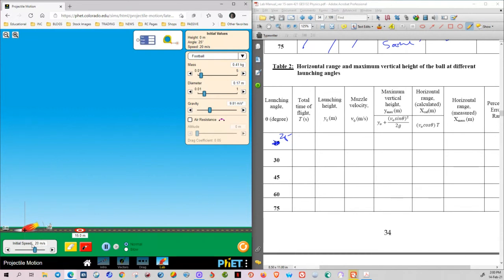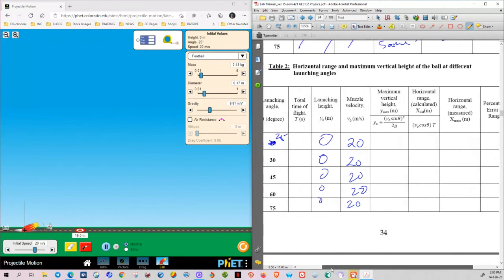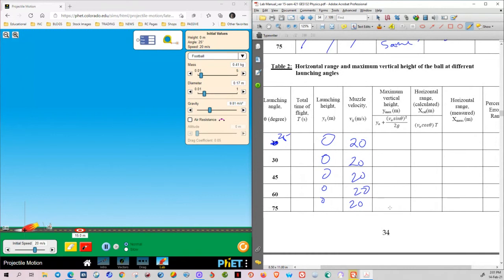But the initial speed that everybody is going to use, that's the muzzle velocity, is always going to be 20 meters per second. Everybody will use 20 meters per second. The launching height, y initial, we will all launch from 0 so that we can cancel this in the equation, okay? So the launching height will always be 0. The initial velocity will always be 20. Is that clear? The only thing that we need to measure is the time of flight, the maximum vertical height by calculation, the horizontal range by calculation, and the horizontal range by measurement.